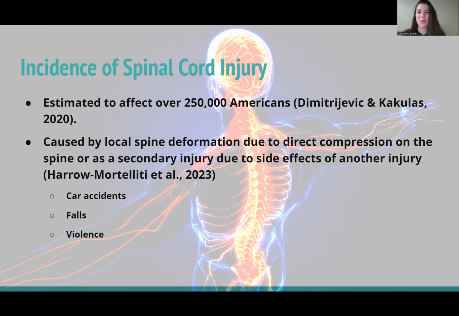Some very common ways that we all think about when we think of spinal cord injury occurring: car accidents, especially if it's a really bad car accident. You can just imagine somebody's spine being really compressed all at once. A really bad fall can make this happen. Even violence such as a gunshot wound can cause this.